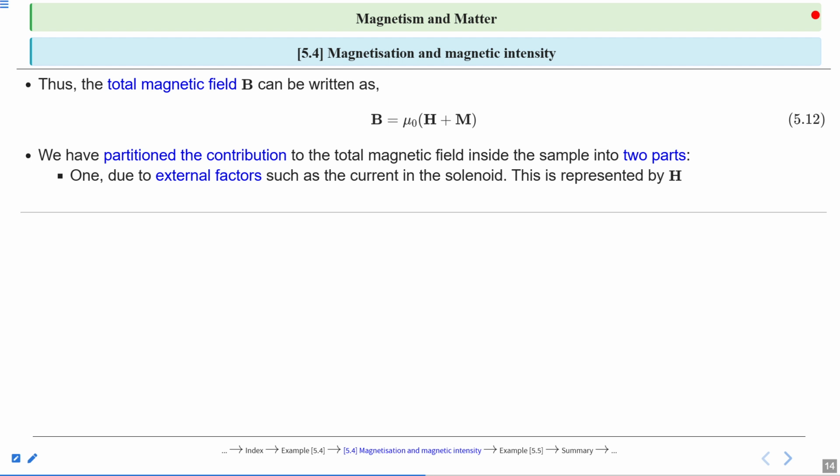This is represented by H. And the other is due to the specific nature of the magnetic material. So the second contribution, Bm, is due to the material core, based on the specific nature of the magnetic material, named as M. So we have partitioned the contribution.